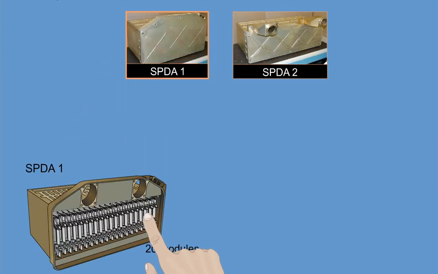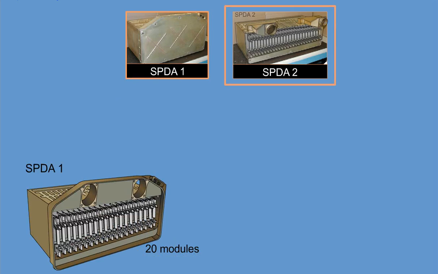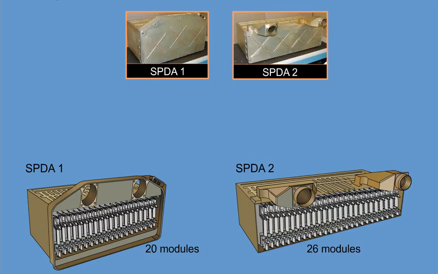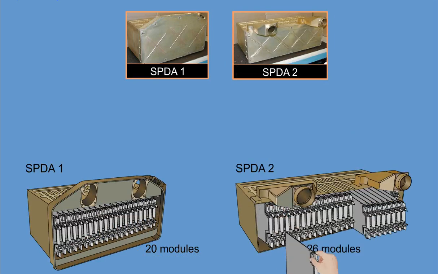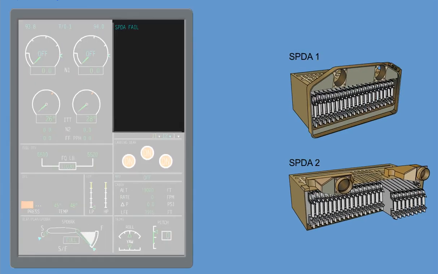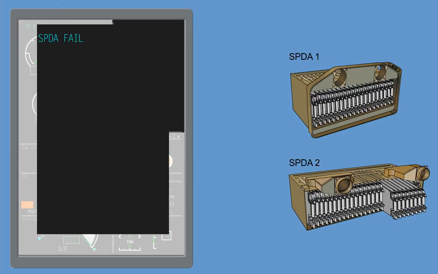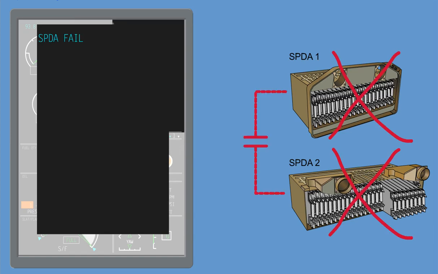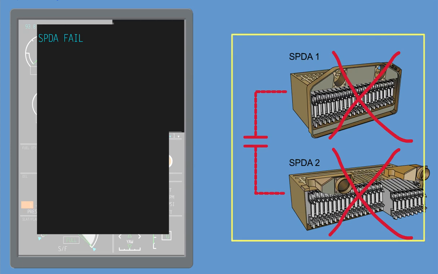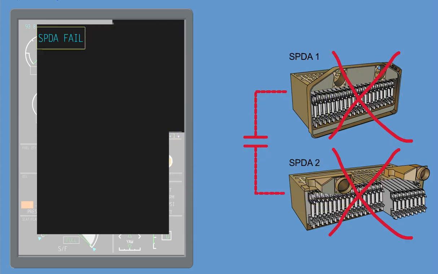SPDA-1 consists of 20 slots for modules. SPDA-2 has 26 modules that are individually replaceable. Some of these modules assist in DC power distribution. An ICUS message, SPDA fail, indicates a total failure of any module in SPDA-1 or SPDA-2, or a loss of communication with the other SPDA. This indication is shown as an advisory message.